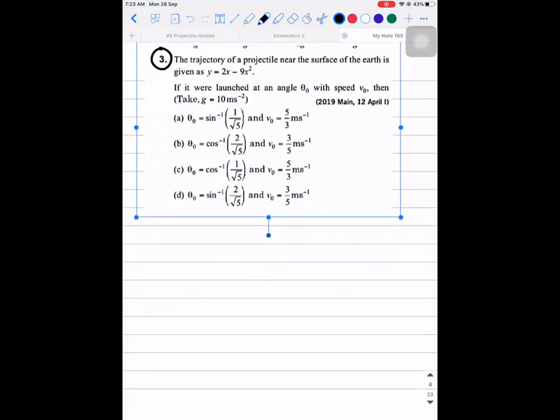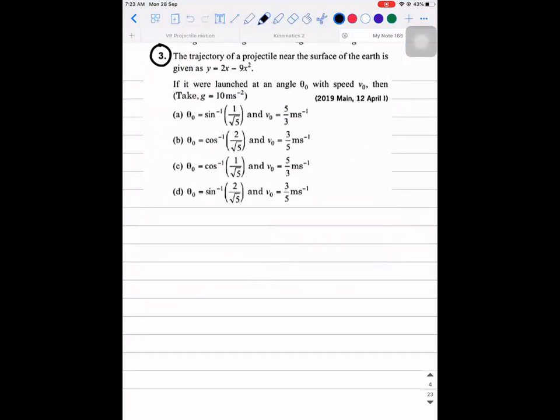The trajectory of a projectile near the surface of Earth, means it is traveling under the influence of gravity, is given by y is equal to 2x minus 9x square. If it were launched at an angle theta naught with a speed v naught, then, so here they told angle theta naught. They have not mentioned with respect to horizontal or vertical. So you can take it as horizontal by default unless it is mentioned in the question.